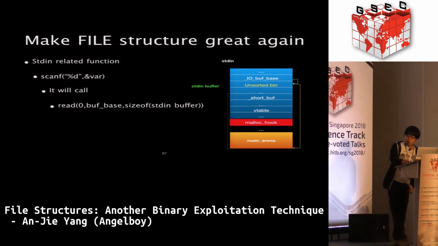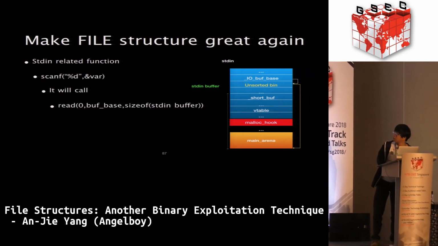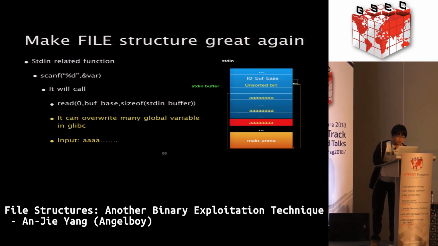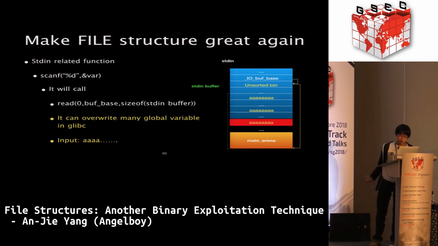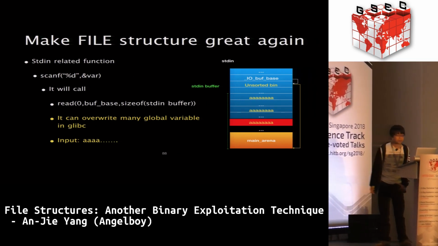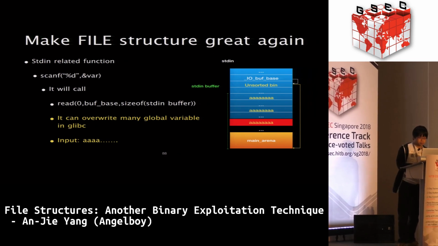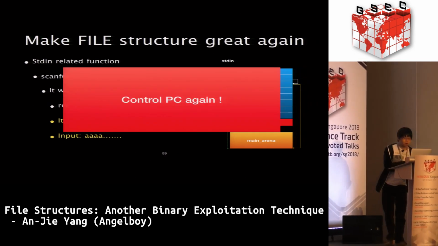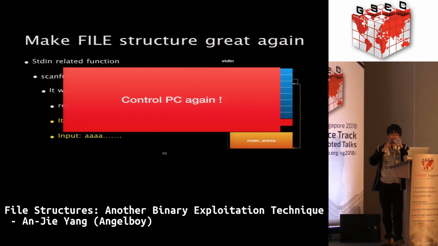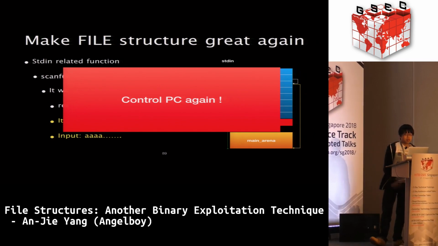We can override Glibc variables using the standard in buffer. That is, it can override many global variables in Glibc, such as malloc hook. Finally, if you trigger malloc later, you can control the flow again.